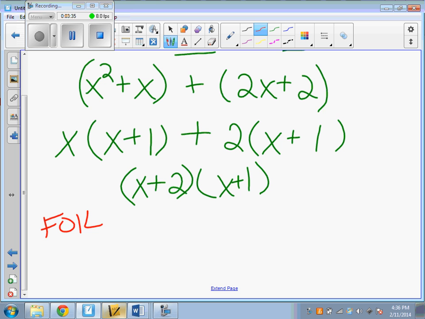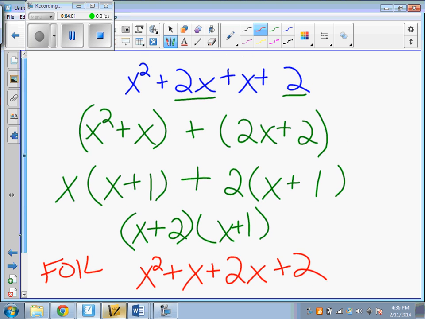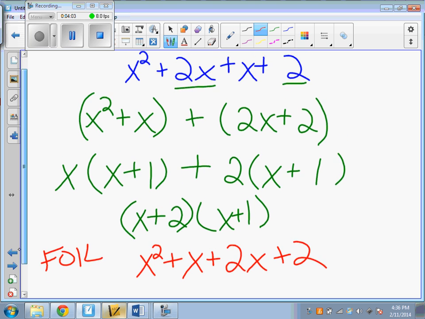So if we were to FOIL this, our first terms are x times x, so x squared, plus our outside is 1 times x, so plus x. Our inside is plus 2 times x. And our last is 2 times 1. So we have x squared plus x plus 2x plus 2. And if we look above, that's exactly what we started with.